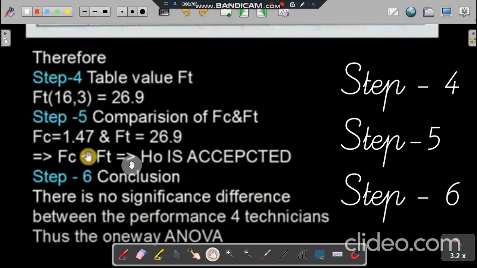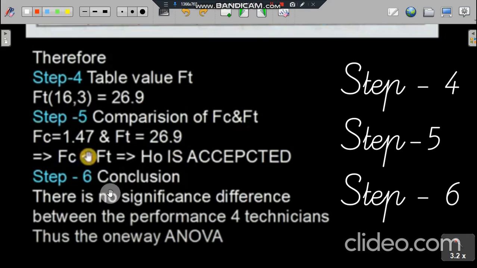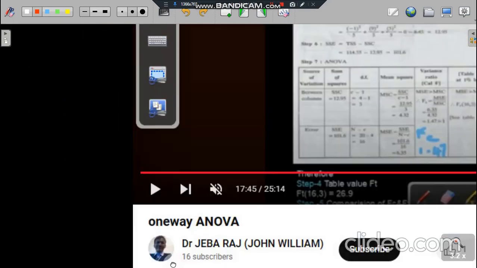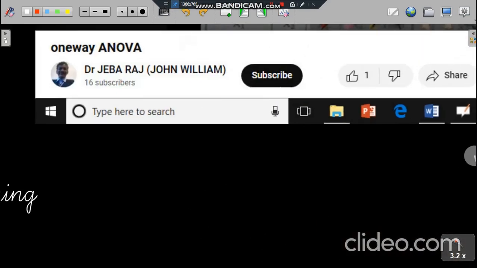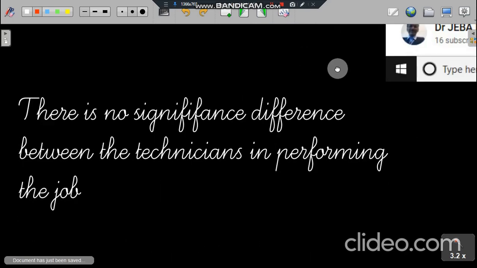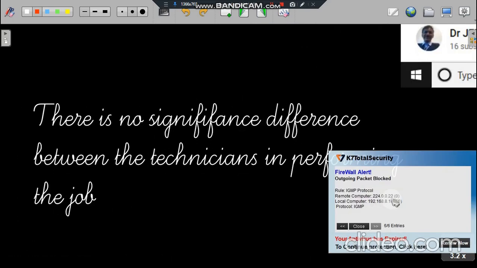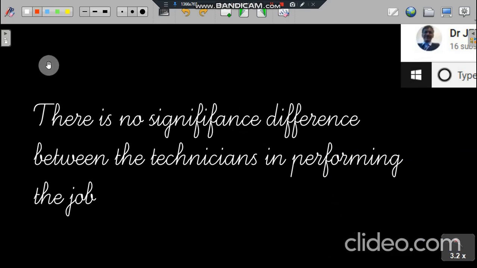So the calculated value is less than the tabular value. As usual, we are accepting the null hypothesis. H0 is accepted. So on the basis of that we can get the conclusion that there is no significance difference between the performance of the 4 technicians, and thus we got the answer for our problem. Okay, so this is the way we can do one-way ANOVA. So the answer is there is no significance difference between the 4 technicians in performing the job.